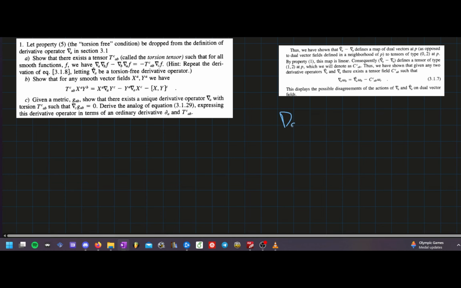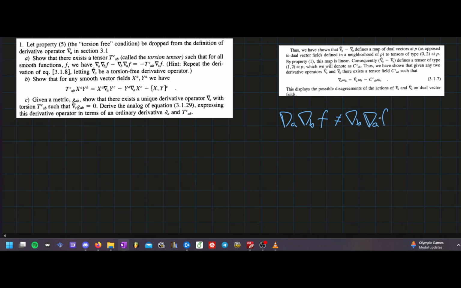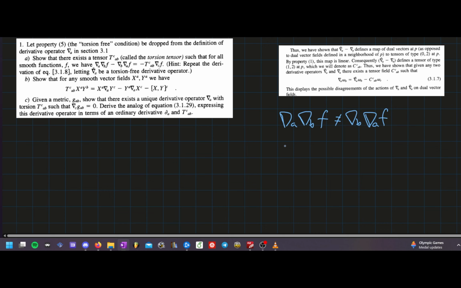So let's first of all write down a couple things here. We're dropping the torsion-free condition, so it's no longer true that nabla A, nabla B of f is equal to nabla B, nabla A of f. But as per the problem statement, nabla tilde A still has this property. So let's just keep this in mind going forward.